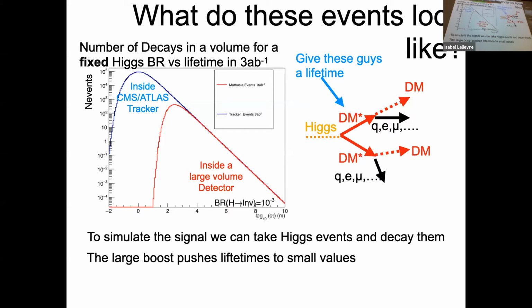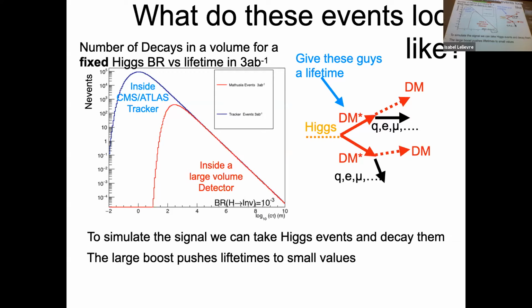Okay, so now what we can do is take a model. I'm going to take a model of Higgs to invisible, which is kind of a standard benchmark these days. And then we'll make this Higgs to invisible unstable and decay. And you can make a plot like this, which is the number of events you would get as a function of your lifetime. So you can guess a lifetime, which can be anywhere from centimeters to a meter. And then you can just calculate the number of events inside your detector volume. So the blue is inside the CMS or ATLAS hypothetical tracker volume. The red is inside a MATHUSLA detector.